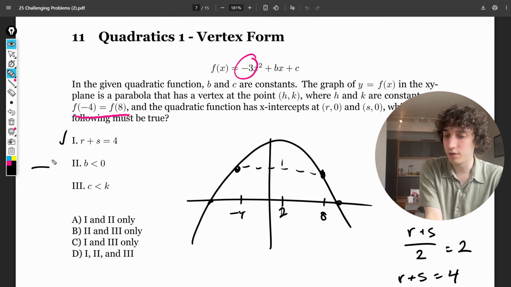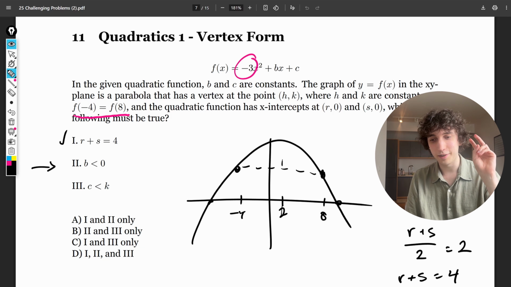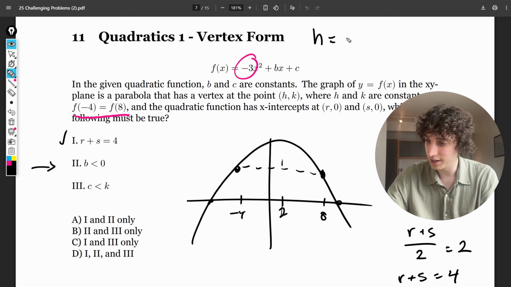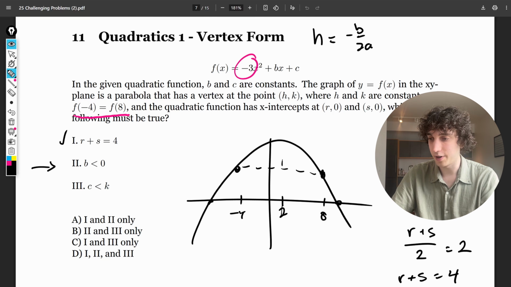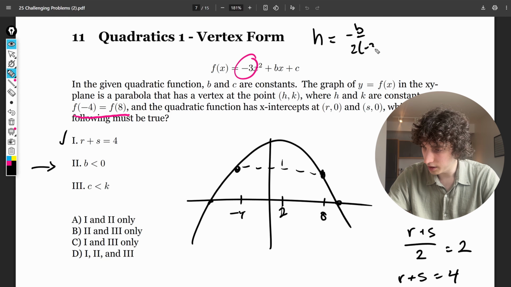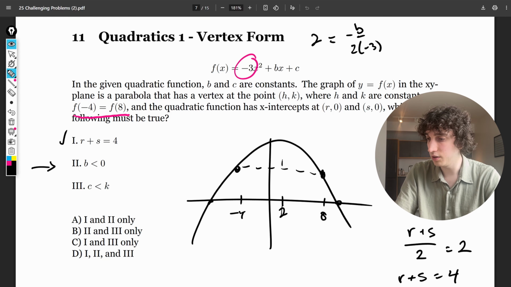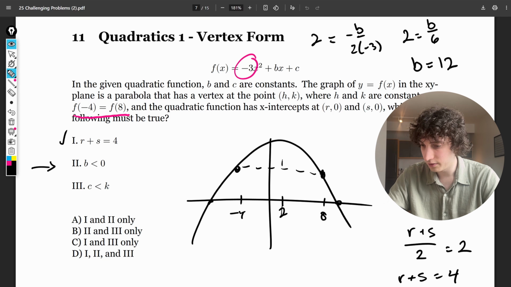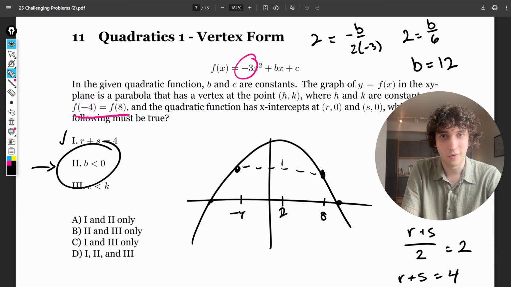So next we want to evaluate whether b is less than 0. And there are actually 3 ways that you can do this. The first way is with this formula that h equals negative b over 2a. With this formula, we can plug in our a of -3 and our h of 2 and use this to solve for b. So we get 2 equals b over 6. So b equals 12. And 12 is most definitely more than 0.